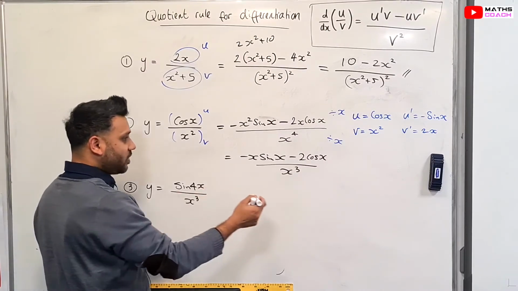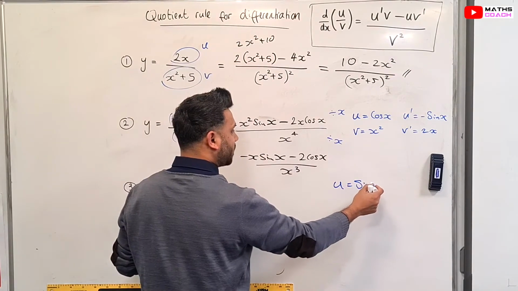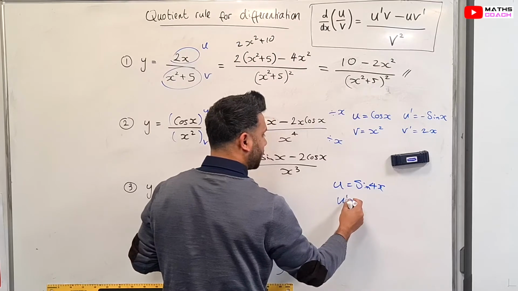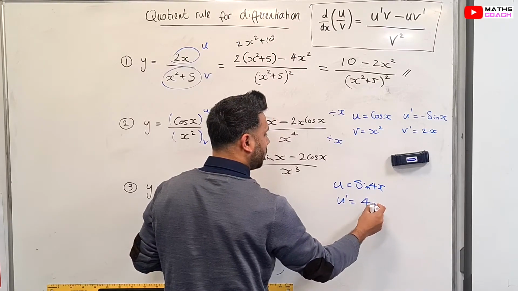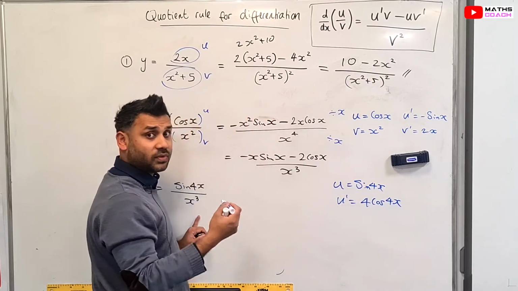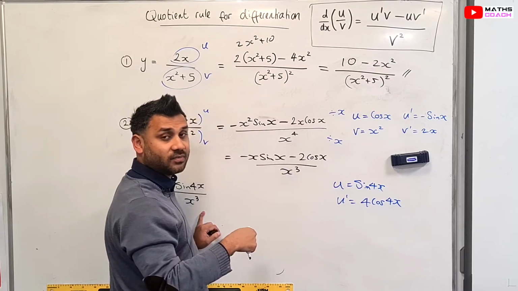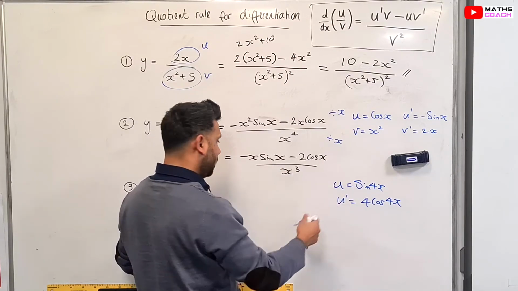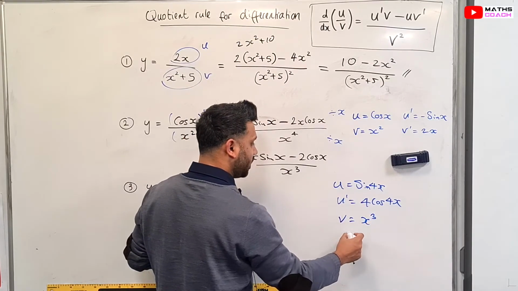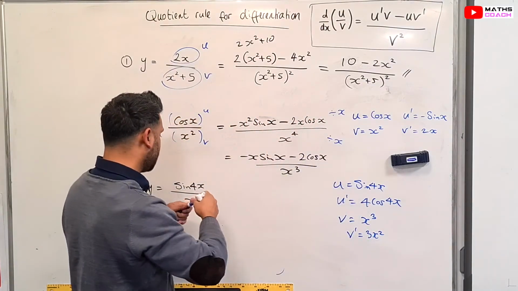So the numerator is u, so u is sine 4x. So we can have u dash as 4 cos 4x. So here we had to use the chain rule for differentiation. Again, if you need to have a look at the chain rule, you might want to go back and view the video on the chain rule. v is equal to x cubed and v dash equals 3x squared. So substitute these into your quotient rule.